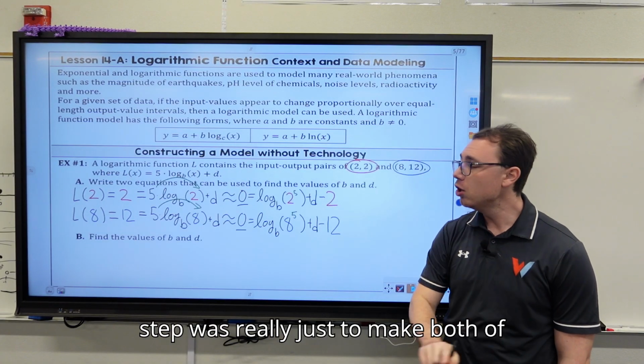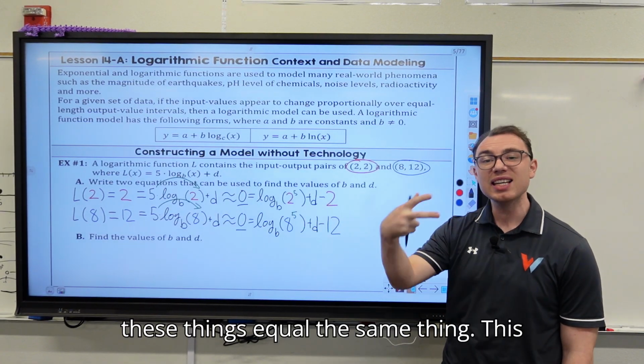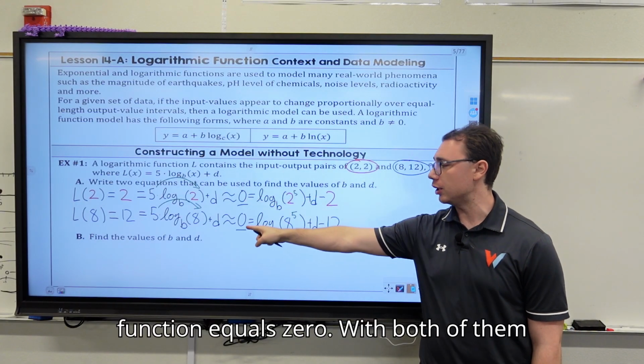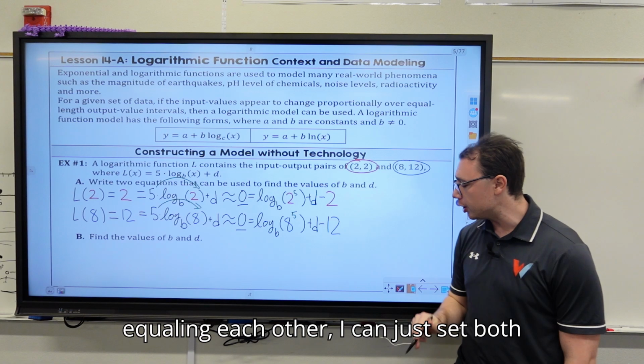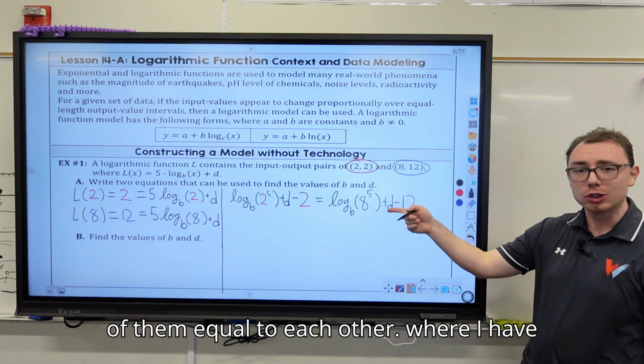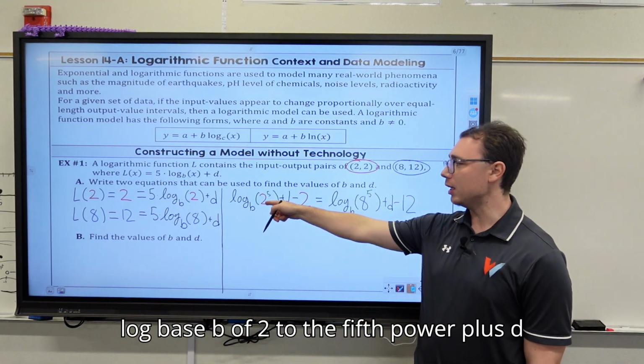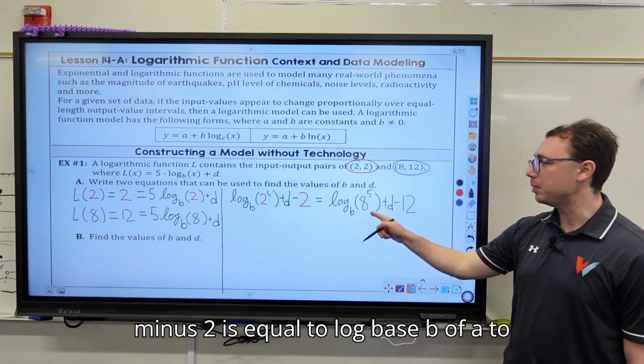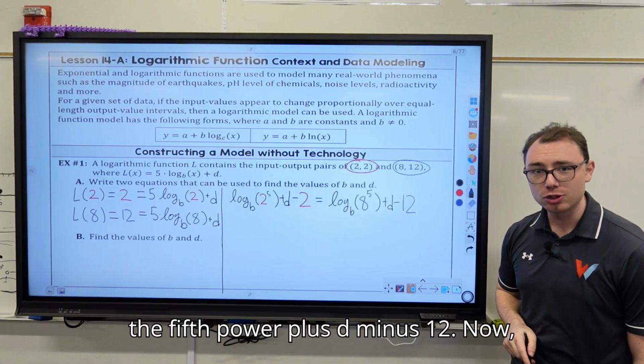My first step was really just to make both of these things equal the same thing. This red function equals 0, this blue function equals 0. With both of them equaling 0, I can just set them equal to each other, where I have log base b of 2 to the 5th power plus d minus 2 is equal to log base b of 8 to the 5th power plus d minus 12.